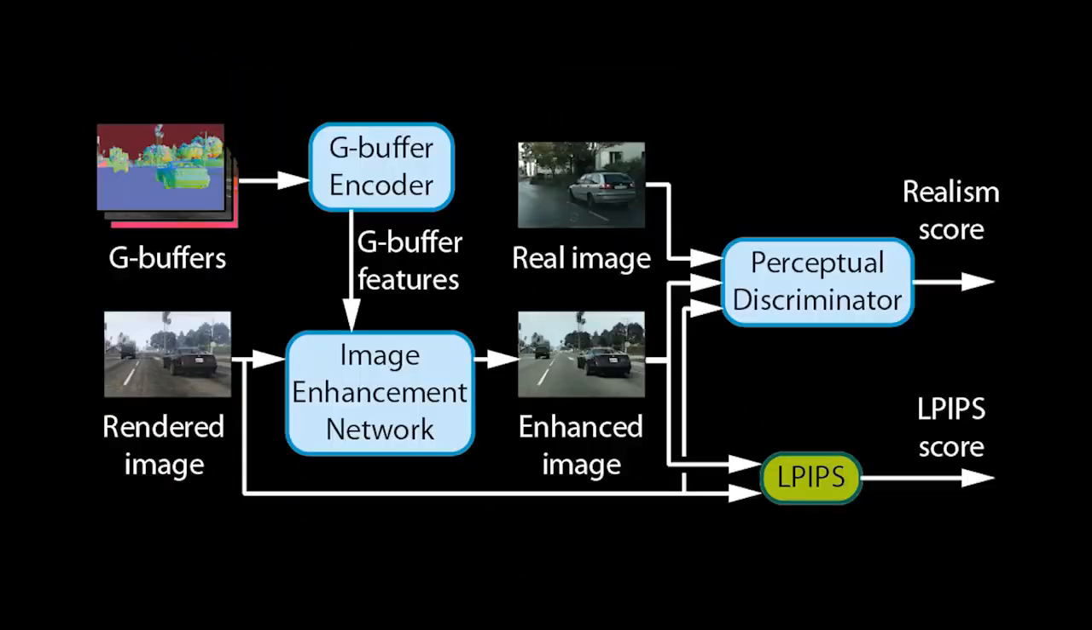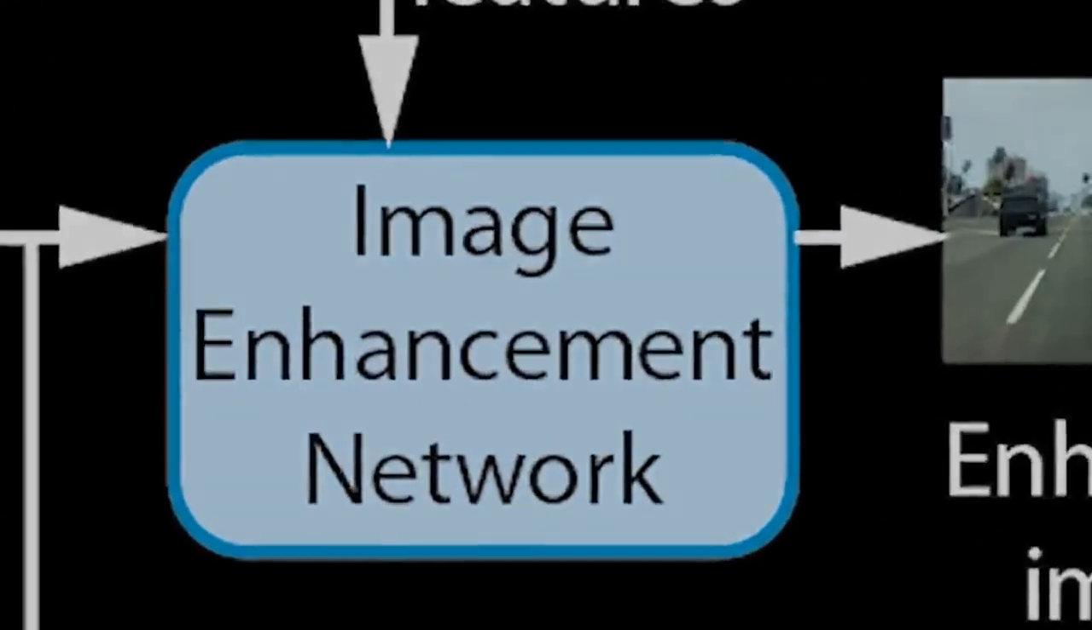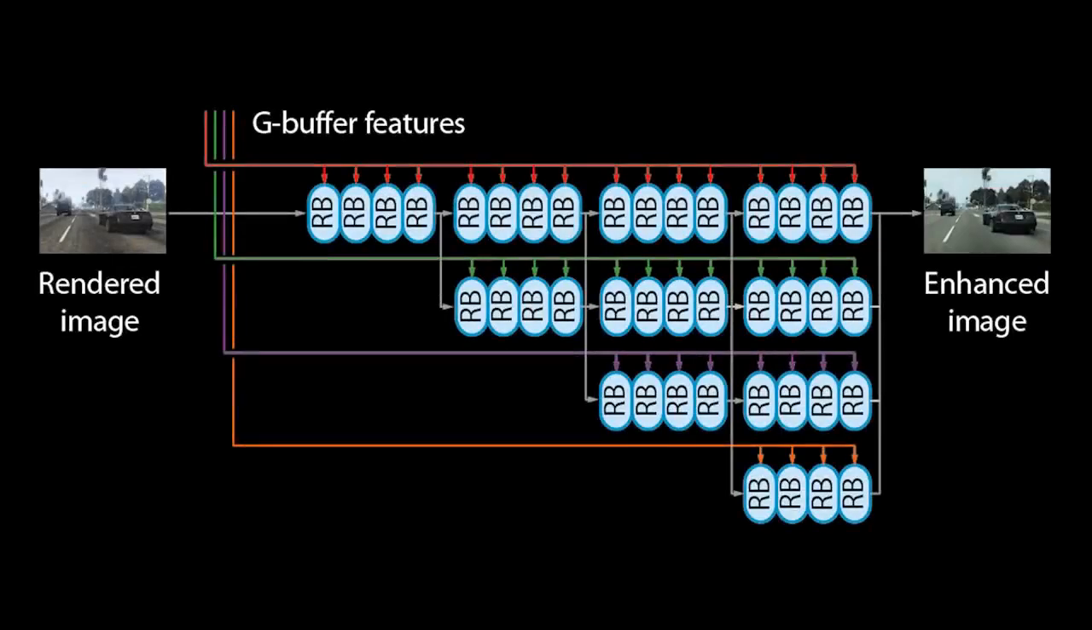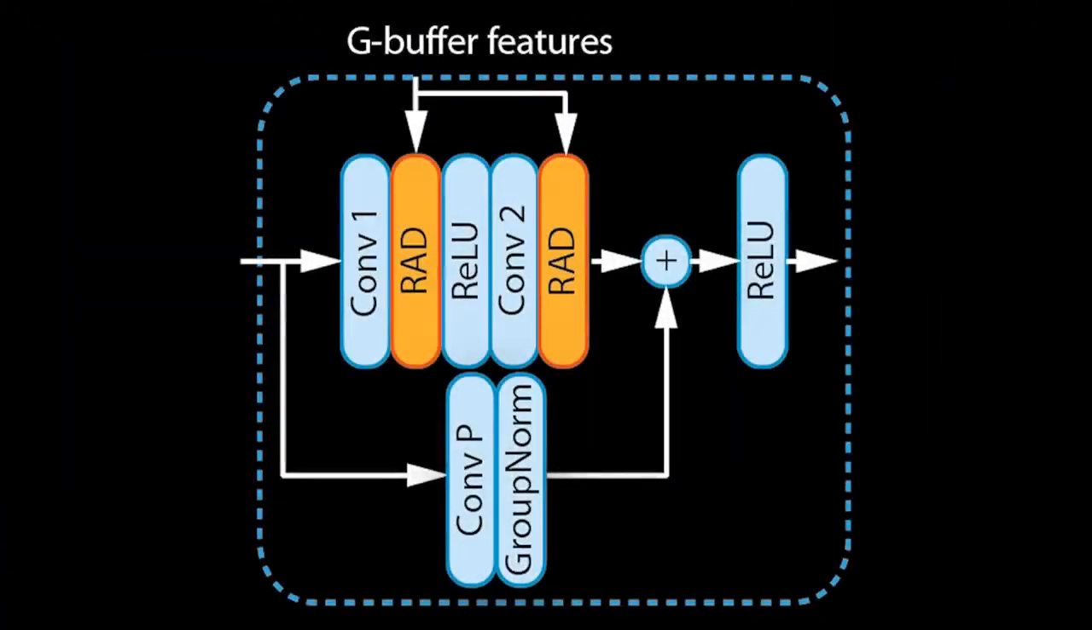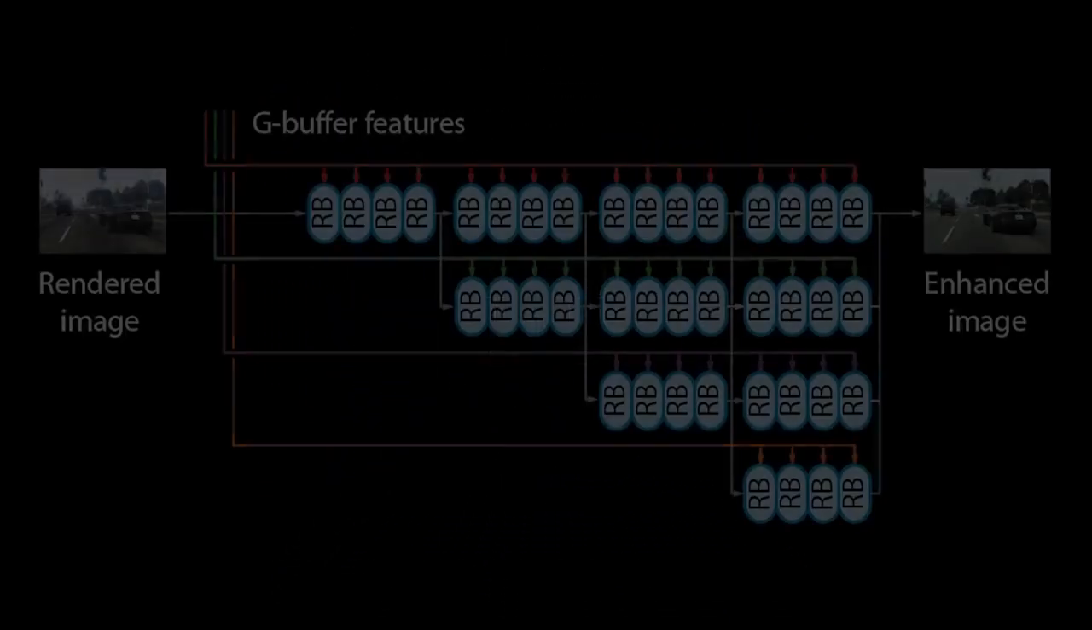Let us now look at the image enhancement network to see what we can do with these multi-scale tensors. The enhancement network is based on HRNet, which processes images at multiple scales in parallel. Each scale of the feature tensors matches a scale in the network. The network consists of many residual blocks at each scale. Within the residual blocks, we replace the batch normalization layers with our own rendering-aware denormalization blocks, or RAD for short. The RAD layers modulate features based on the rendering information in the G-buffer feature tensors. For more details, we refer to our paper.